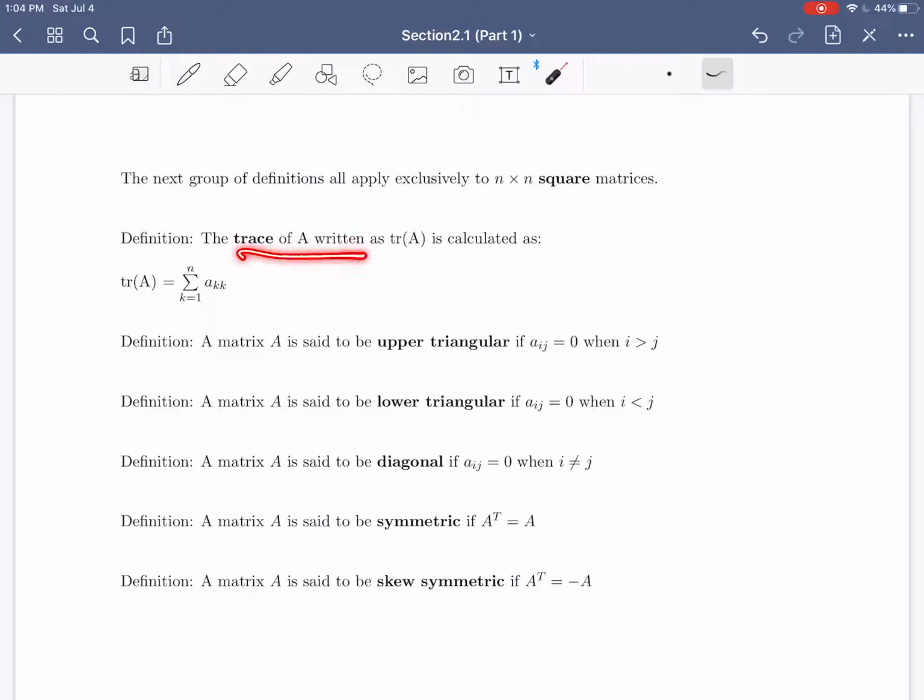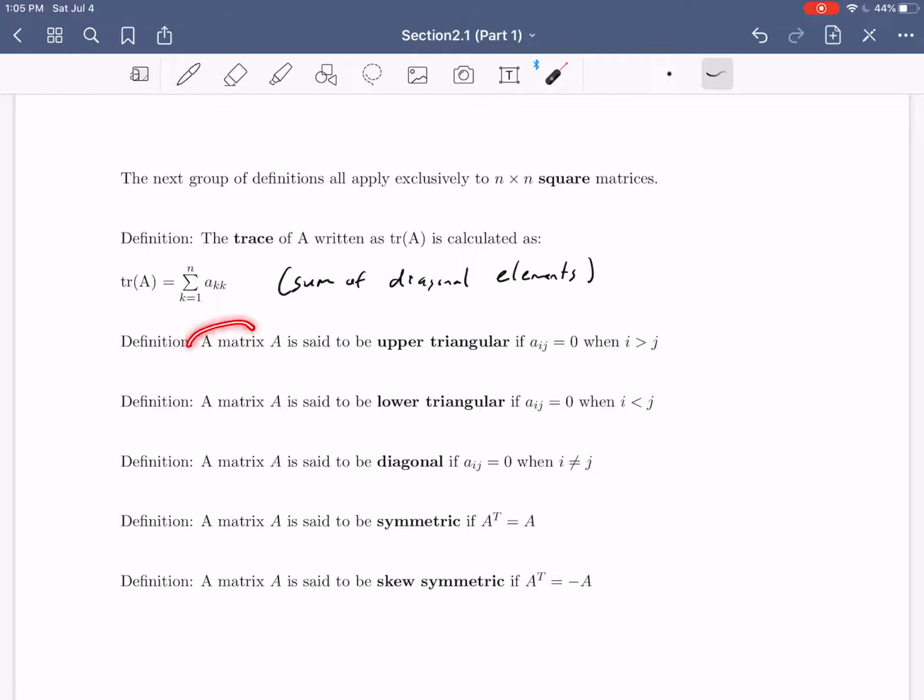It's called the trace of a matrix. Again, everything we're talking about only applies to square matrices. It's written as tr(A), and it's calculated as the sum from k equals 1 to n of the A_kk elements, meaning it sums up the diagonal elements. So if you ever see the trace of a matrix referenced, that just means you're summing up the diagonal elements.